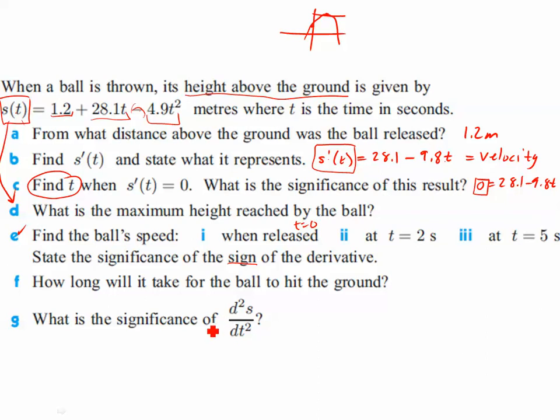Okay? Then it asks for the significance of the second derivative. Well, we just talked about that in the previous set of slides. S prime of t is the velocity, and then s double prime of t is the derivative of velocity, which is a change in velocity, which therefore is, by definition, the acceleration.